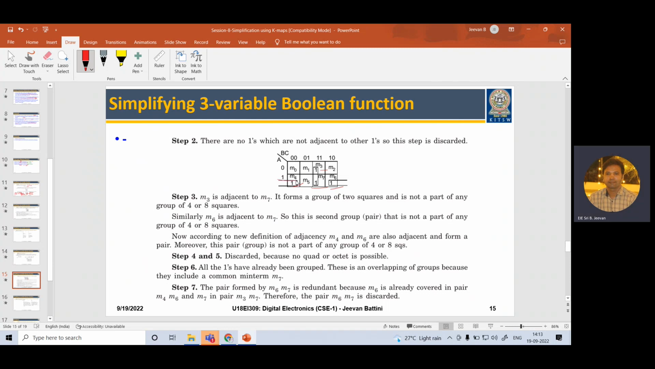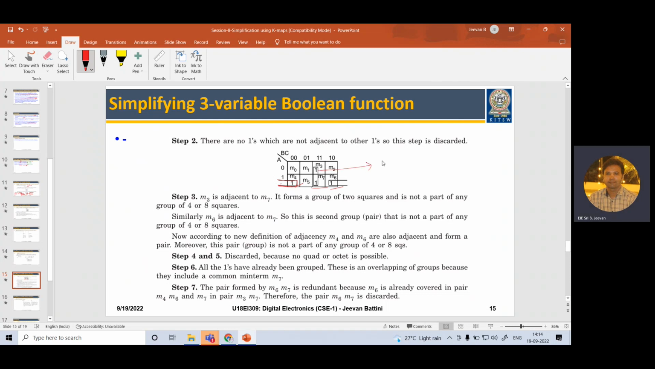So if you consider this one, you might be thinking that there is no one in the adjacent square, so there is isolation. But there is an adjacent one, because among these two ones, there is only 1 bit variation. That is, A is same, C is also same, and only B is changing. So you can combine these two. Similarly, you can combine these two.